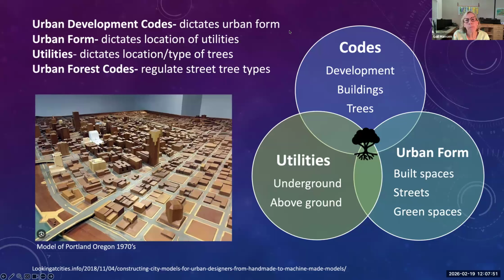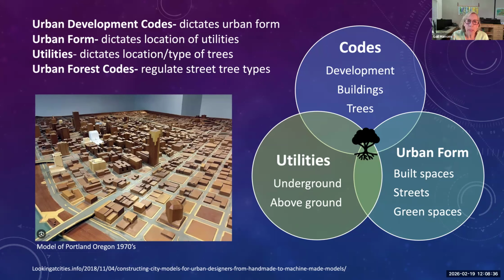The reason why I wanted to talk about codes first is because urban development codes are what dictate the urban form. So when I'm talking about urban form, I'm talking about the built spaces, like you can see in that model there, and also the green spaces. And I inserted trees in there. It's kind of squished between built spaces and green spaces because trees serve both. They're technically a built element in the city, but they can also be a green space if you use your street trees and other plantings in streets.